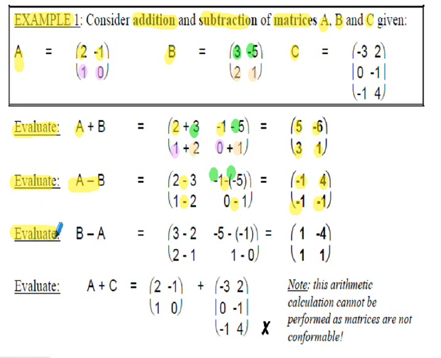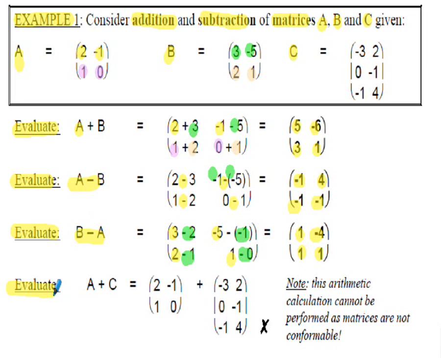If we're now asked to evaluate matrix B minus A, same process, but this time the matrix B coefficients are placed first in this matrix, so these are matrix B coefficients here, and we subtract from that the matrix A coefficients, the 2, the negative 1, the 1, and the 0. Evaluating, we find we get elements 1, negative 4, 1, and 1.